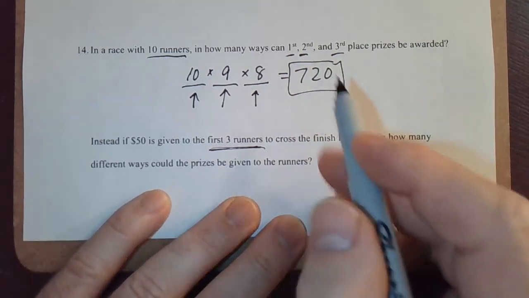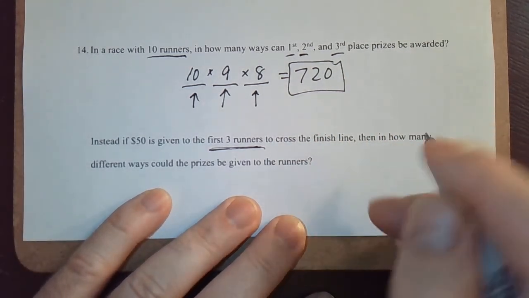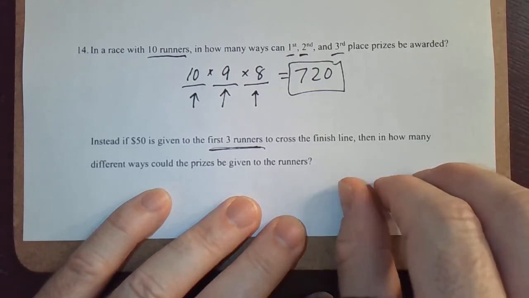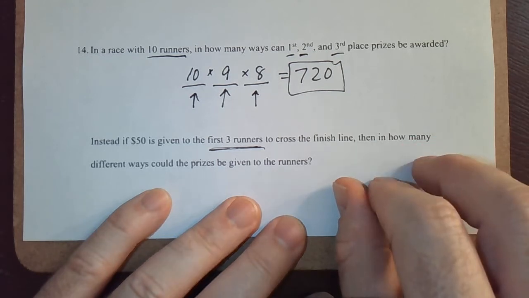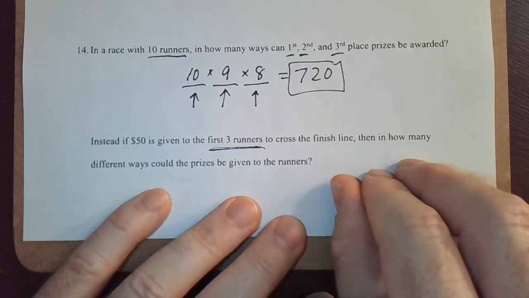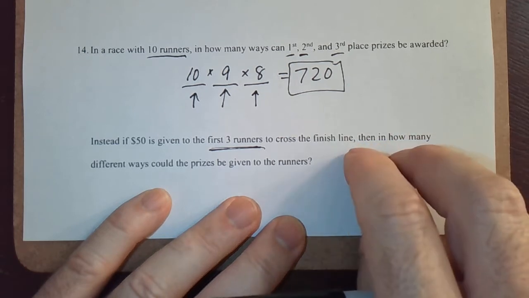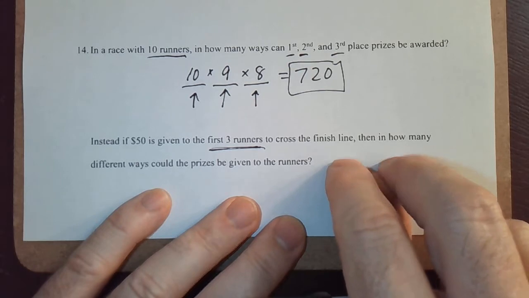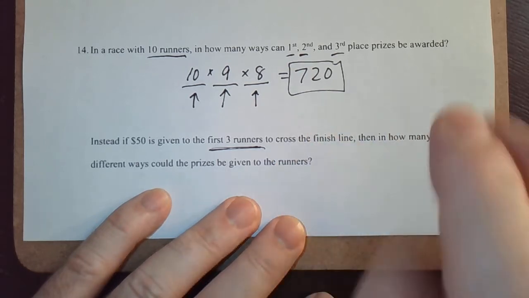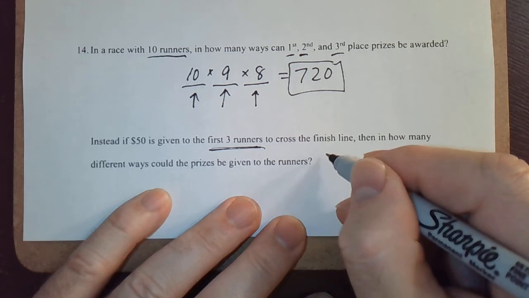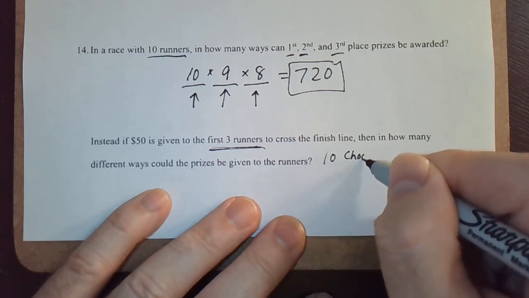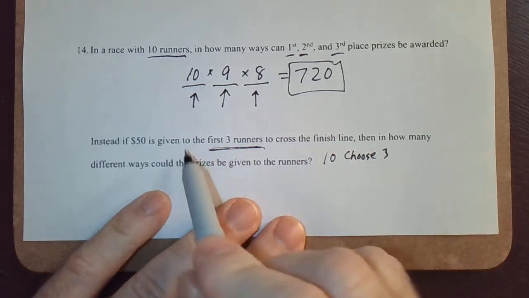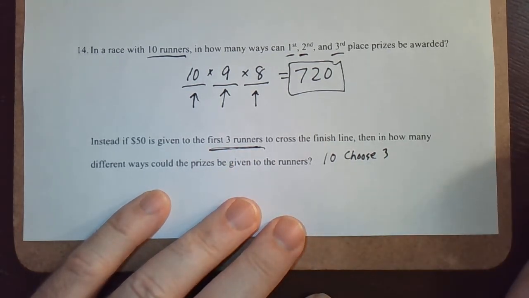This is, in other words, if person A, person B, person C came in that order, person A was in first, person B second, person C third, they all get $50. But if it came CBA, they still get the same $50, and that's still the same set of 3 people. Order does not matter in this case. We're just saying, out of a group of 10 runners, how many ways could I choose 3 of them? We're just giving $50 to the top 3.